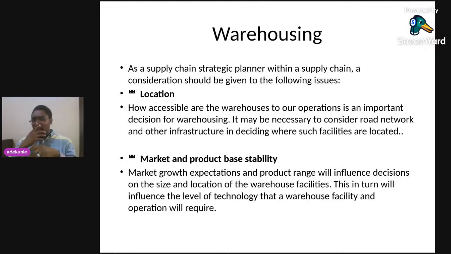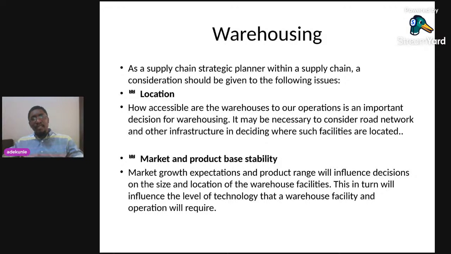Of course, one of them is the location of the warehouse. Number two is the market and product stability. Location means where to locate the warehouse, and that is important. The market and product stability means the kind of goods you want to store in the warehouse.